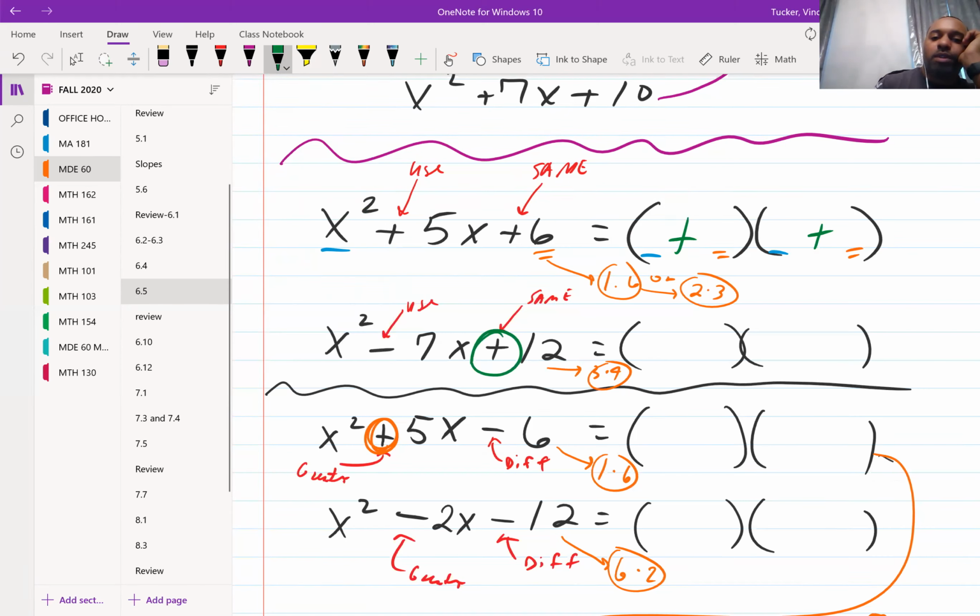All right. Go to the back sign. If it's positive, that means they're supposed to be the same. This sign tells us which one to use. So that means both of our signs should be negative. All right. Questions on that?